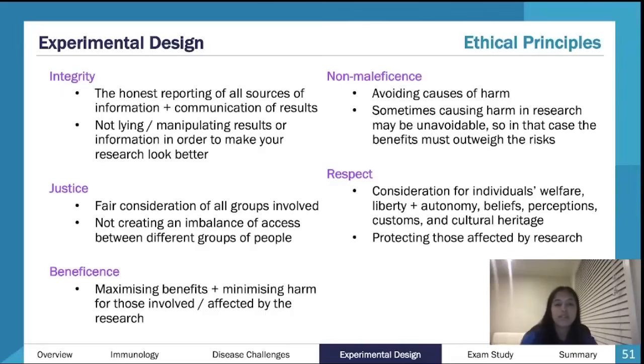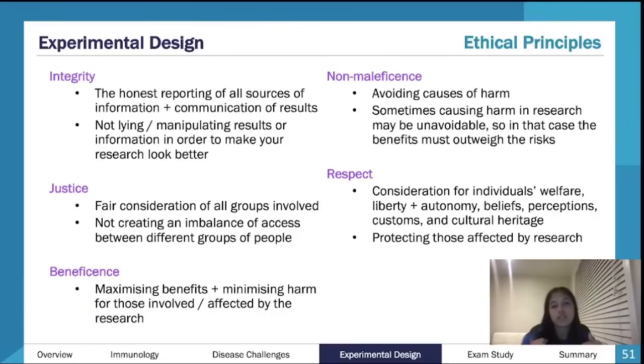So integrity, basically just being honest, communicating all of the results, even if they're bad. Justice, ensuring that everyone is treated fairly, ensuring that whatever you're researching, say it's a drug or something, it'll be accessible to all people and you're not going to create this sort of unfair market really.